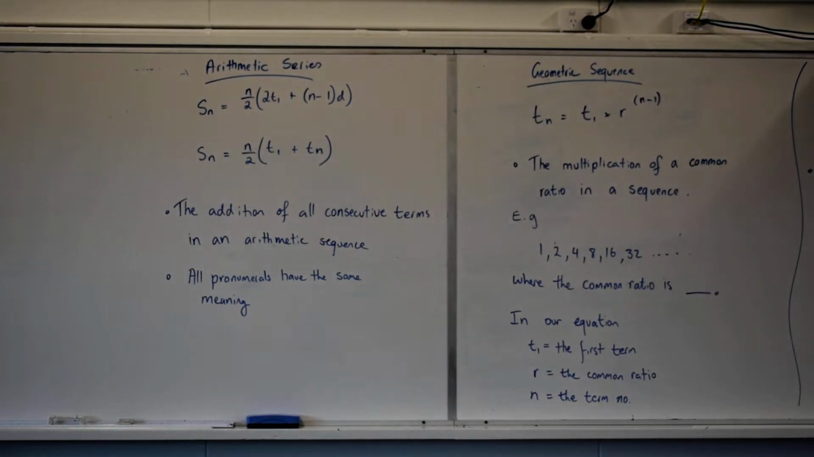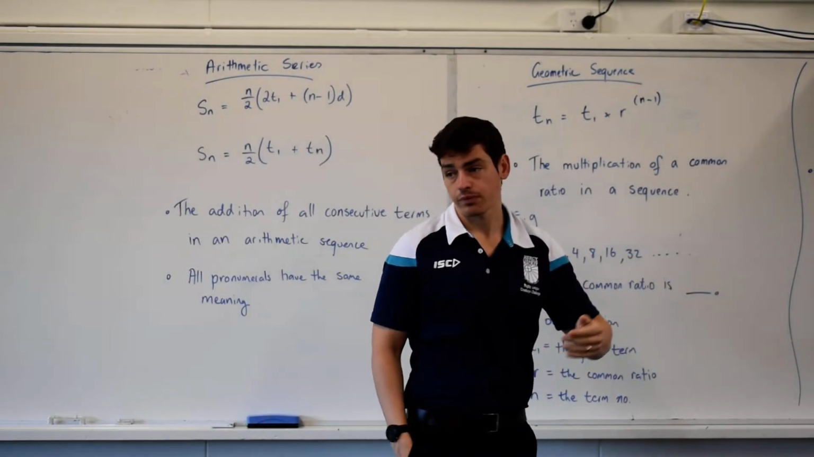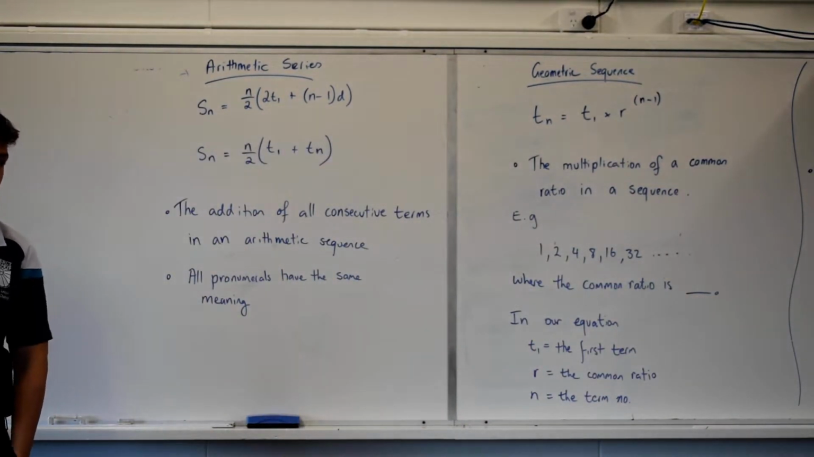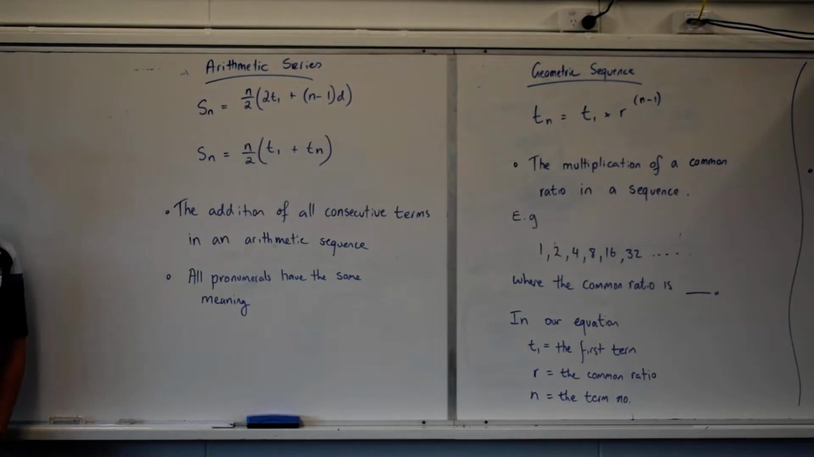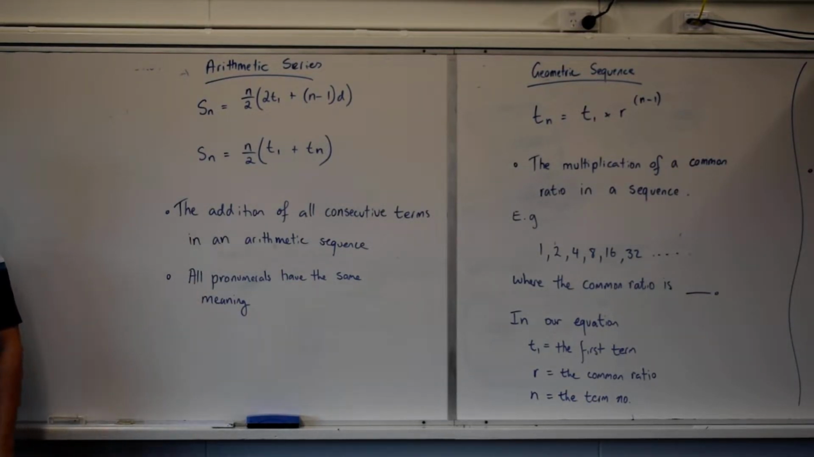And last lesson we looked at arithmetic sequences, and that was where we had a common difference between our terms. So when we added a value, what was the value called in the equation? Which letter represents the value we add each time? D, which is our common difference.